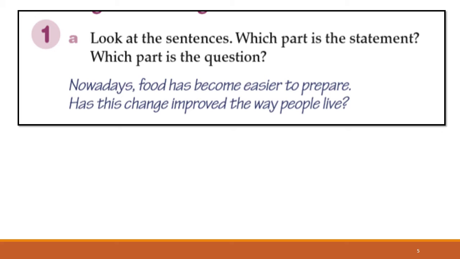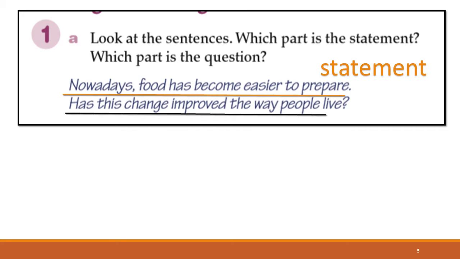It has a subject, food, a verb, has become, and an object, easier to prepare. So this one, we call it a statement. Well done. But I read the other one, "Has this change improved the way people live?", with a different intonation. So it means that it starts with a question word, has, then the subject, then the verb, the past participle because of has, then ends with a question mark. That's why it's a question.